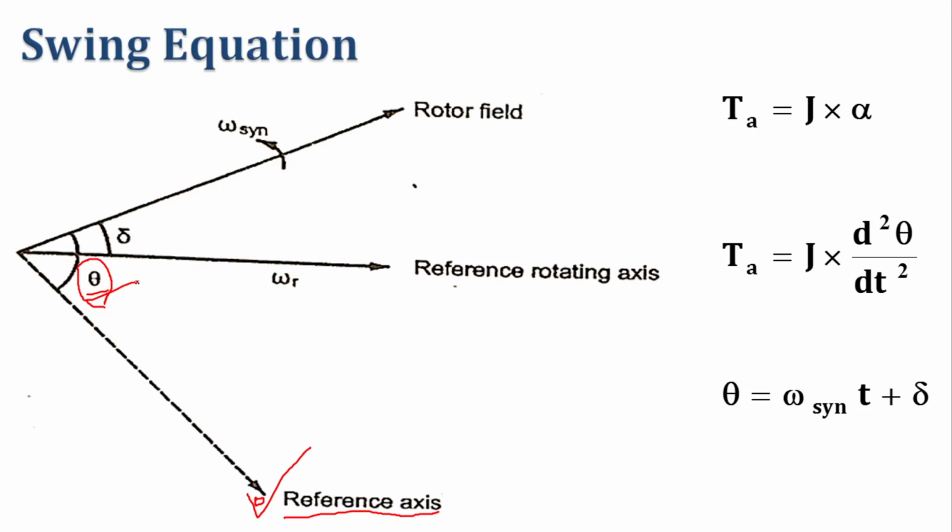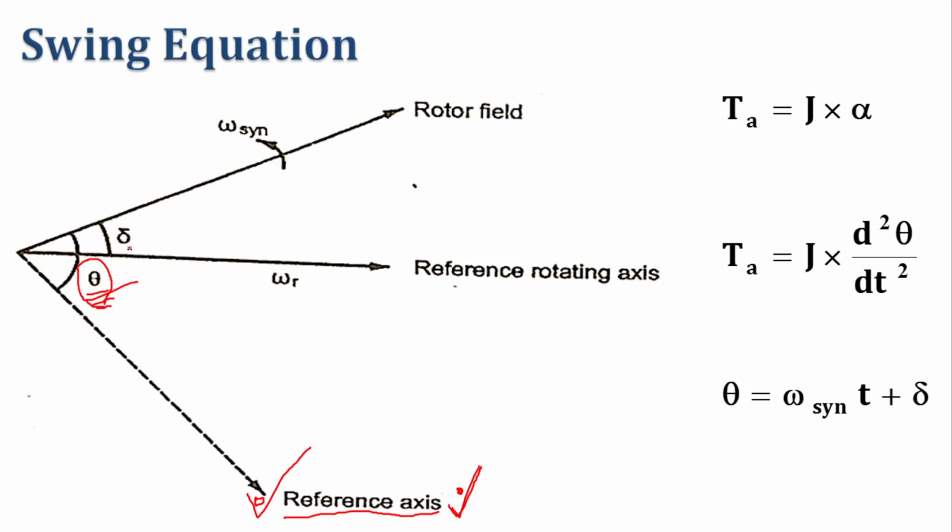Clear? Now it is obvious that theta changes continuously with respect to time, because theta denotes the angular position of the rotor, and the rotor rotates continuously with time. That's why we have taken this as a reference. Clear? Because we want to locate the rotor, we have taken a reference, and with respect to that reference theta denotes the angular position of the rotor.